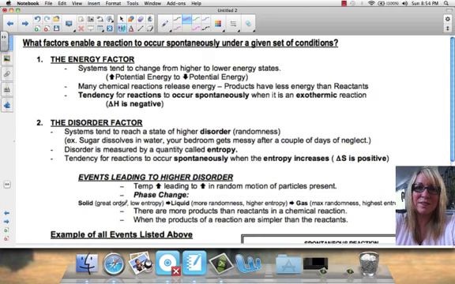What factors enable a reaction to occur spontaneously under a given set of conditions? That would be two things. We need to look at energy and we need to look at disorder. So we need to look at enthalpy and we need to look at entropy.